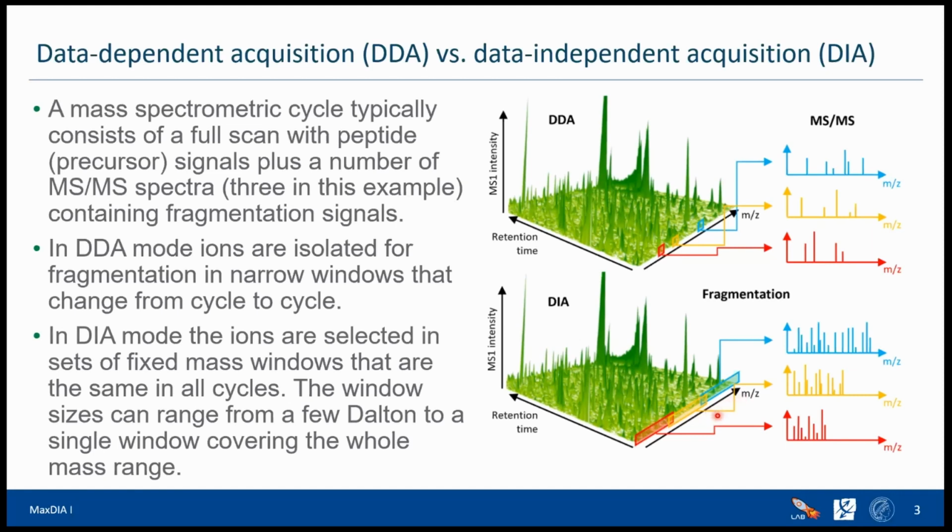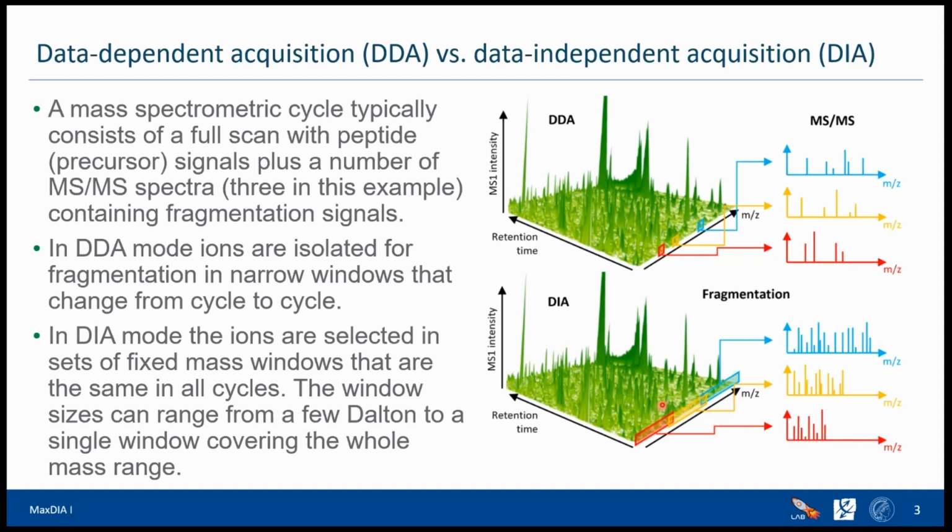On the one extreme, it could be only one window that covers the whole range, which is kind of the Waters MSE idea. So you would just fragment everything that you have at a certain time point all together, and then let the software do the work and find out which precursors and fragments belong together. So there's no other clue, at least not from the mass window.